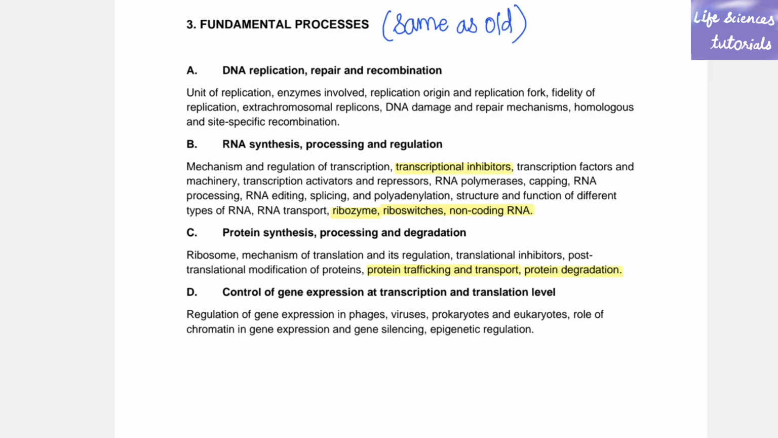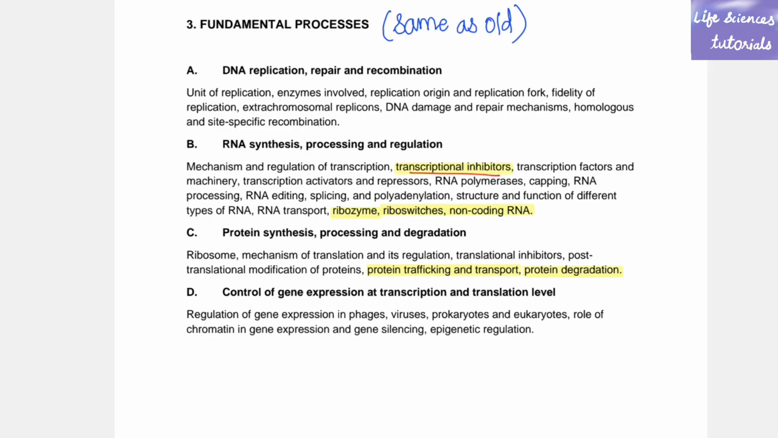Next unit, we have fundamental processes. This is also almost the same as the old syllabus. There is nothing new. Rather, whatever it was expected to study as per the main titles, now they have specified. Like I've highlighted certain points like inhibitors. See, if we study the transcription process, transcription factors, everything, then definitely we study about some of the inhibitors, like some of the antibiotics, and where exactly they act, how they regulate gene expression.